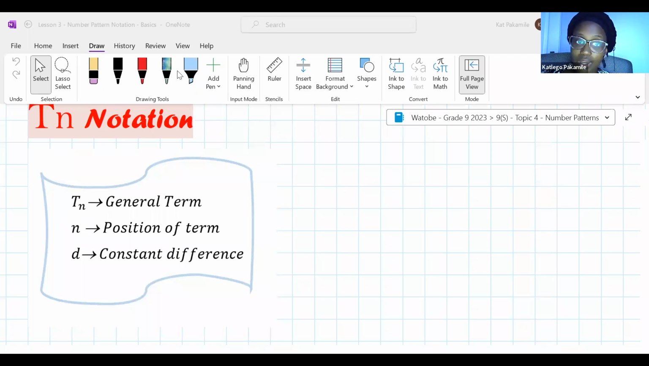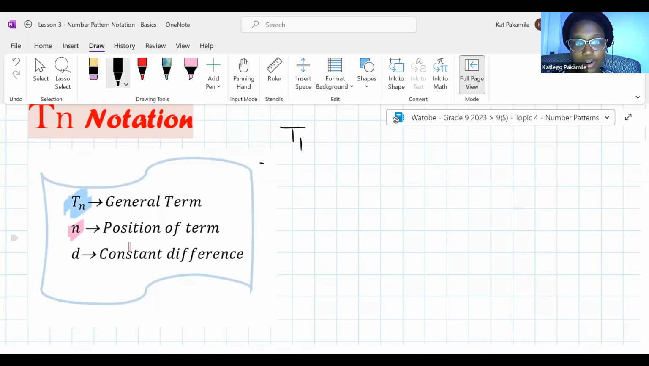And then N is going to be your position. So if I say T1, this is term 1. So you look at the term that's in position number 1. I think it makes sense. And then obviously we have our constant difference.